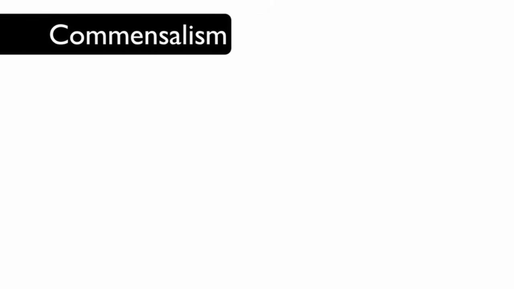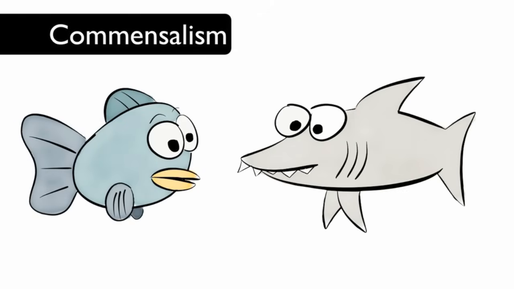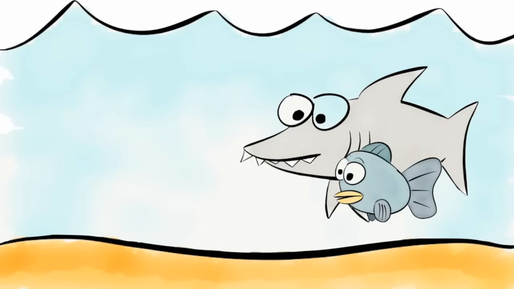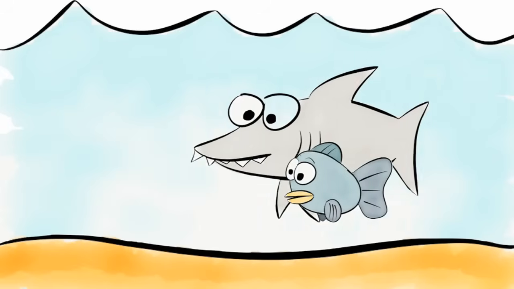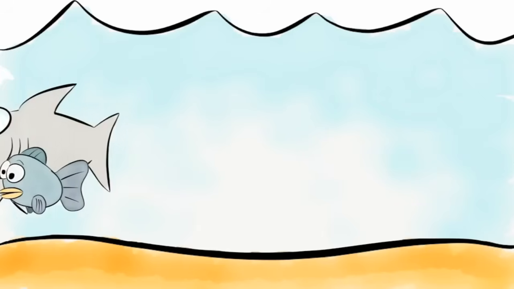Another relationship is called commensalism. This interaction takes place when the sharks and remora live together. Remora use sucking discs on their heads to attach themselves to sharks. The sharks are powerful swimmers and do not even notice that the remora are there.